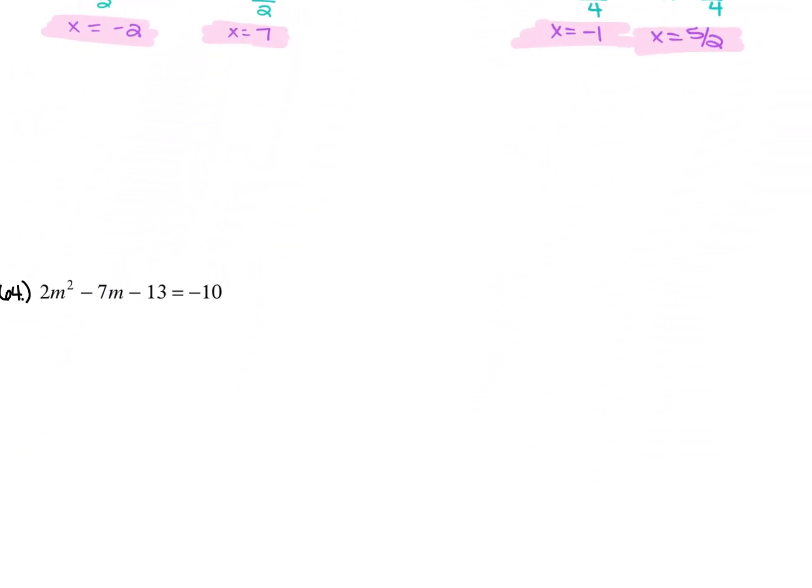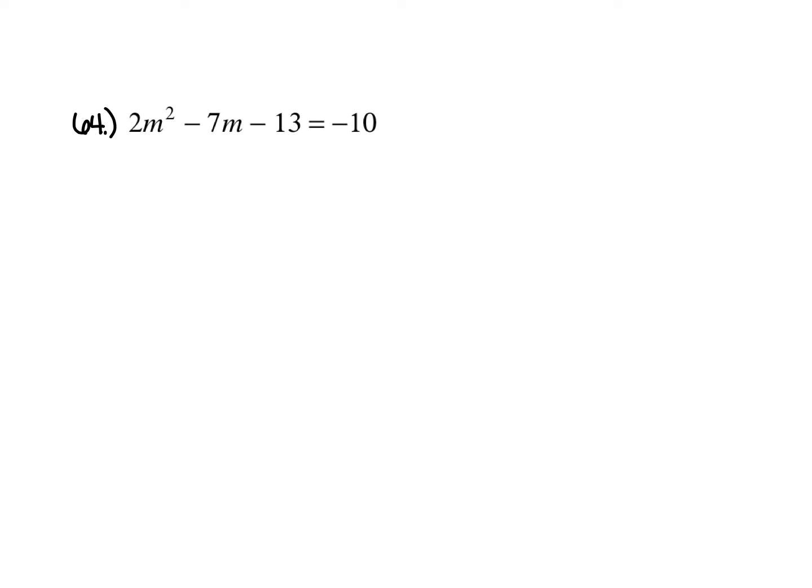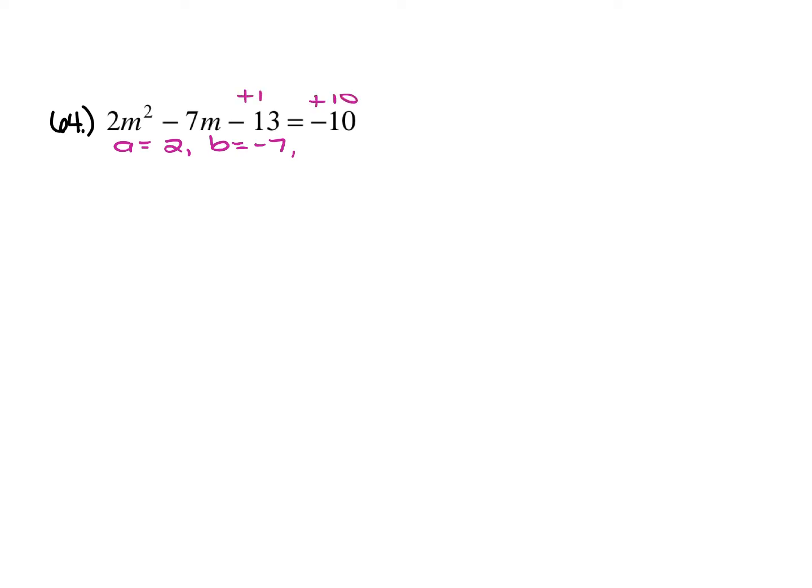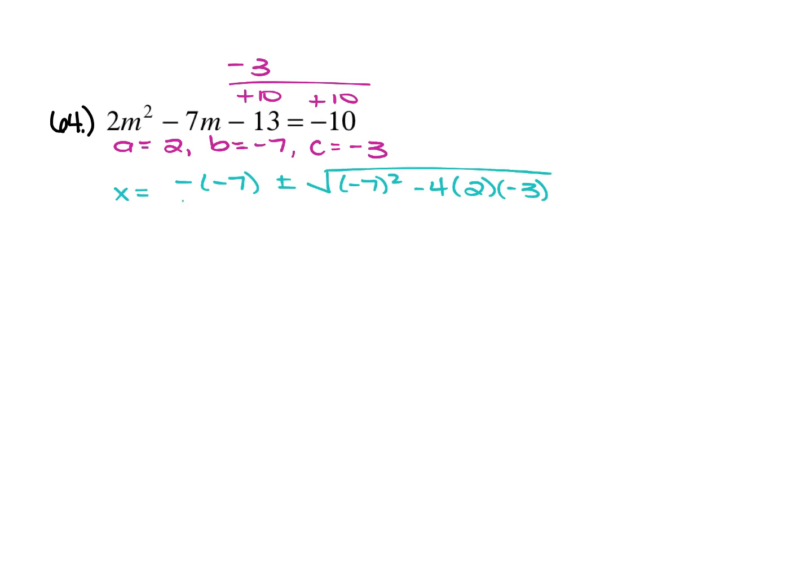For 64, we have 2m squared minus 7m minus 13 is equal to -10. Your A is 2, B is -7, C is not 13. You have to move the 10 over, so then that would become a -3. So if we plug these in, we have the opposite of -7 plus or minus the square root of -7 squared minus 4 times 2 times -3 all over 2 times 2.